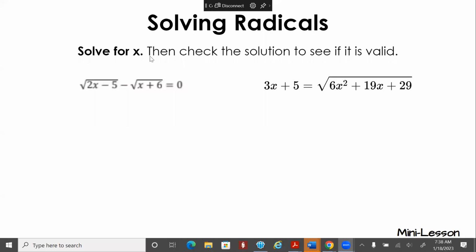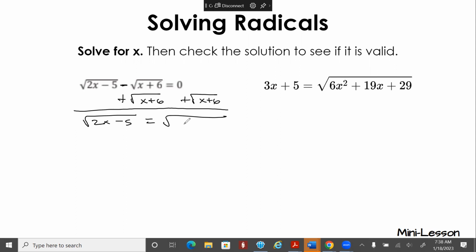All right. Okay, so we're going to solve for x on this one. You see how there's a negative in between these two radicals. It's almost like you're adding, like x plus 3 type deal. You can move that 3 to the other side, and just like that, we can also move this square root of x plus 6 to the other side. So we're going to add that to the other side. So this is going to give us square root of 2x minus 5 is equal to square root of x plus 6. So all we've done is move this radical to the other side.